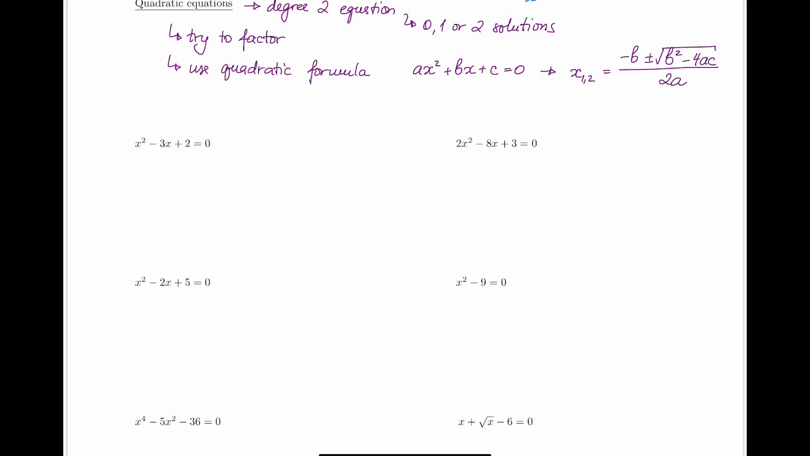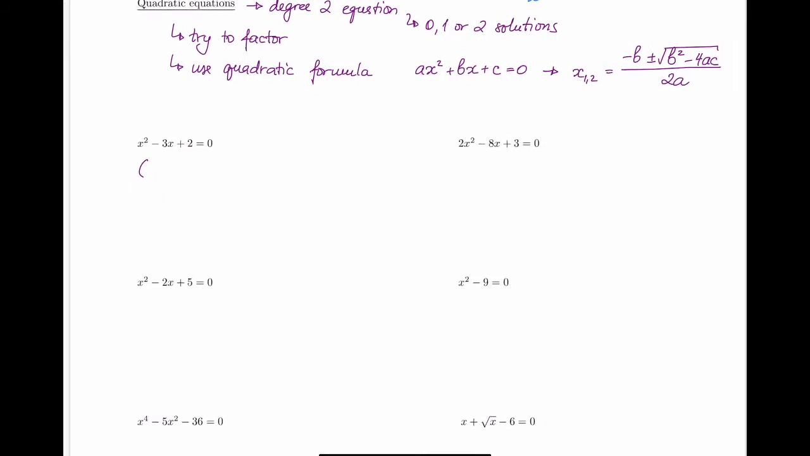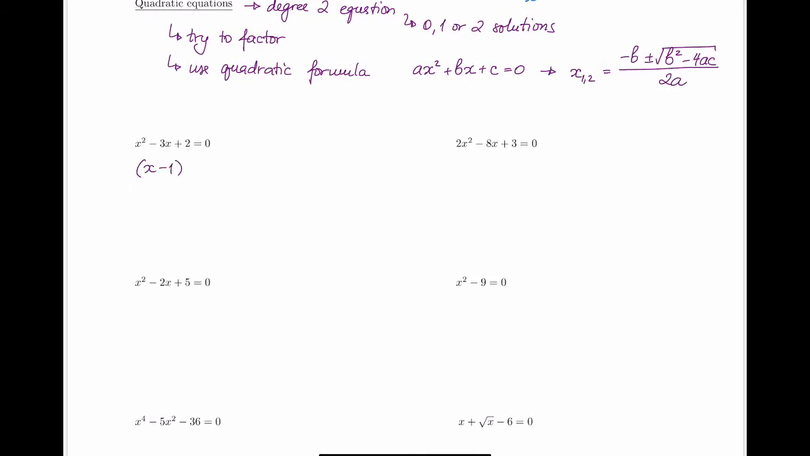So I'm going to think of 2 numbers that when multiplied give me 2 and when added give me a negative 3. Okay, the numbers are pretty nice and small, so it doesn't take very long to figure out that what I have is x minus 1 and x minus 2. This is me simply factoring the quadratic on the left, but I still have this equation that says that my whole quadratic has to equal 0. So I have to carry that together with my next line.